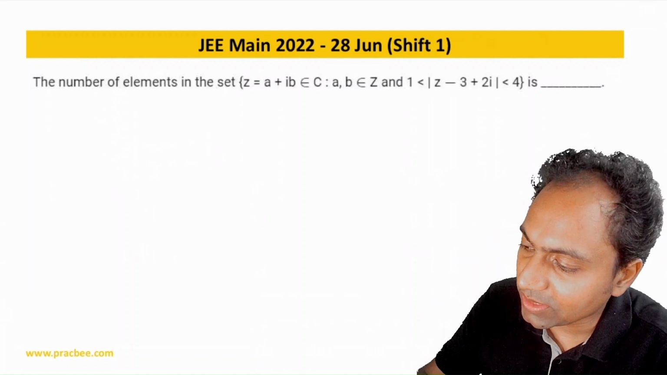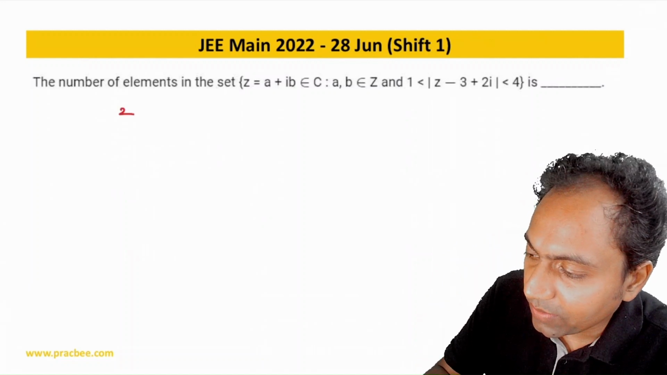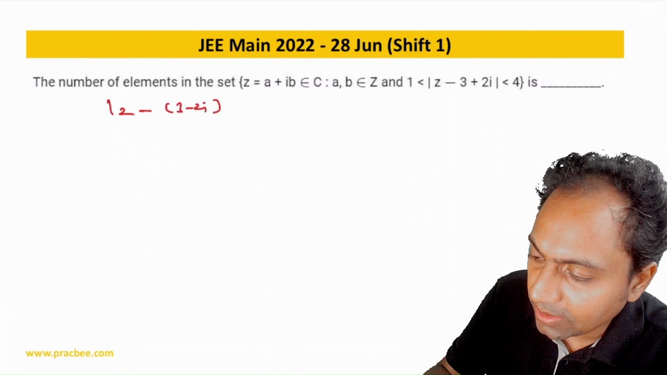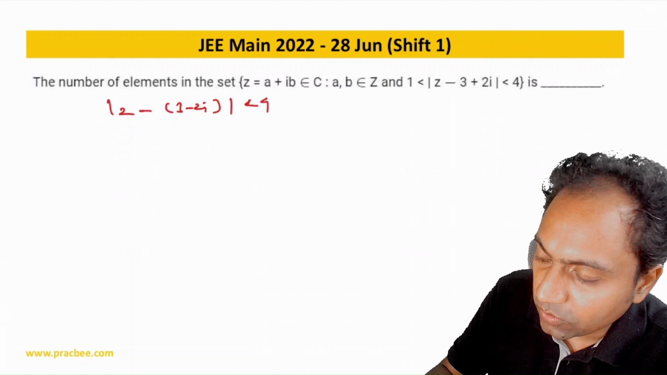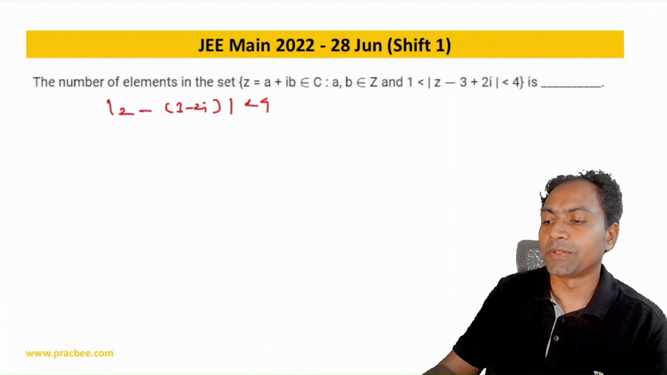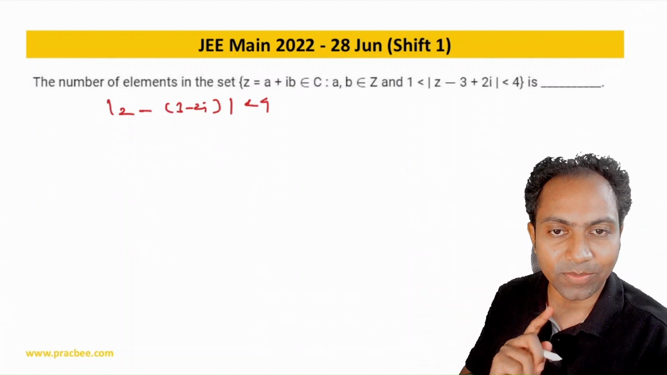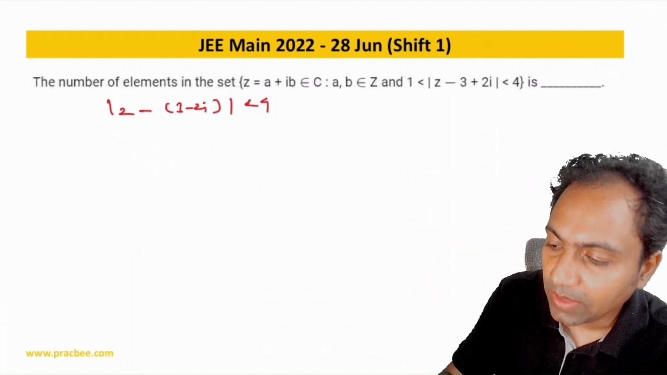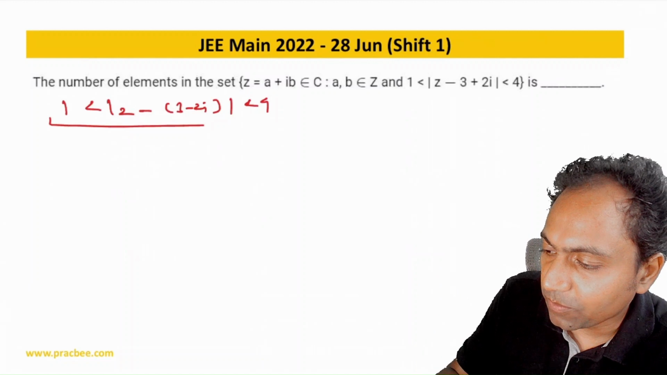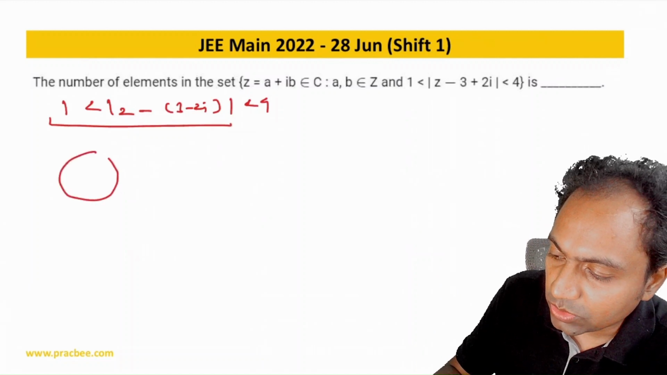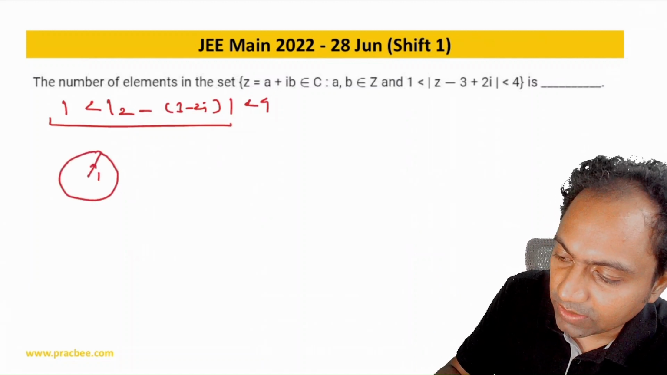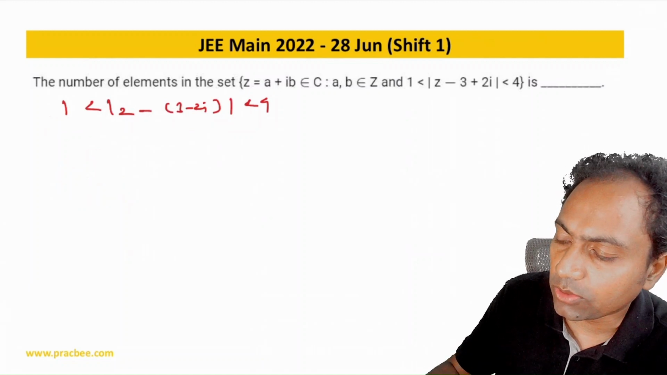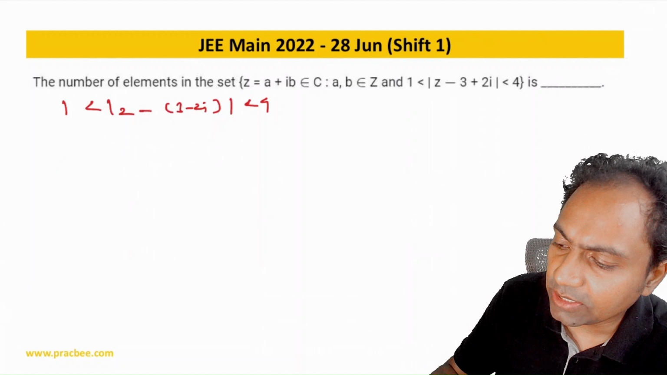Like in this case, what they're saying is, if I look into whatever is inside the mod, z minus 3 minus 2i, then they're putting mod and it is smaller than 4. This would mean a part of a circle whose center is at 3, 2 and radius is 4. Whatever is inside the region, that will happen. And if I put greater than 1, this part would mean the region outside a circle of radius 1. So if I draw both of these on the same plane, it is going to be the region between two circles.